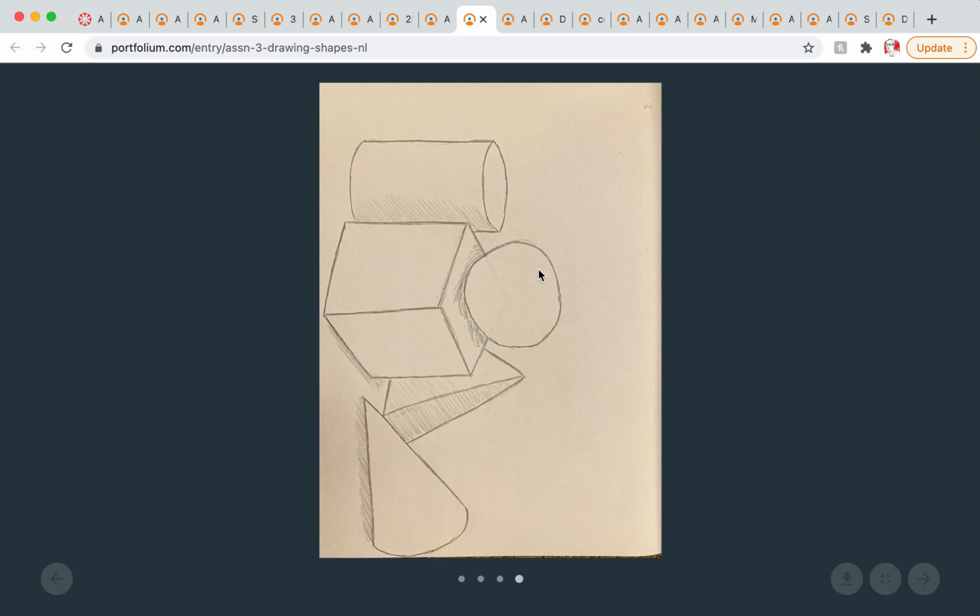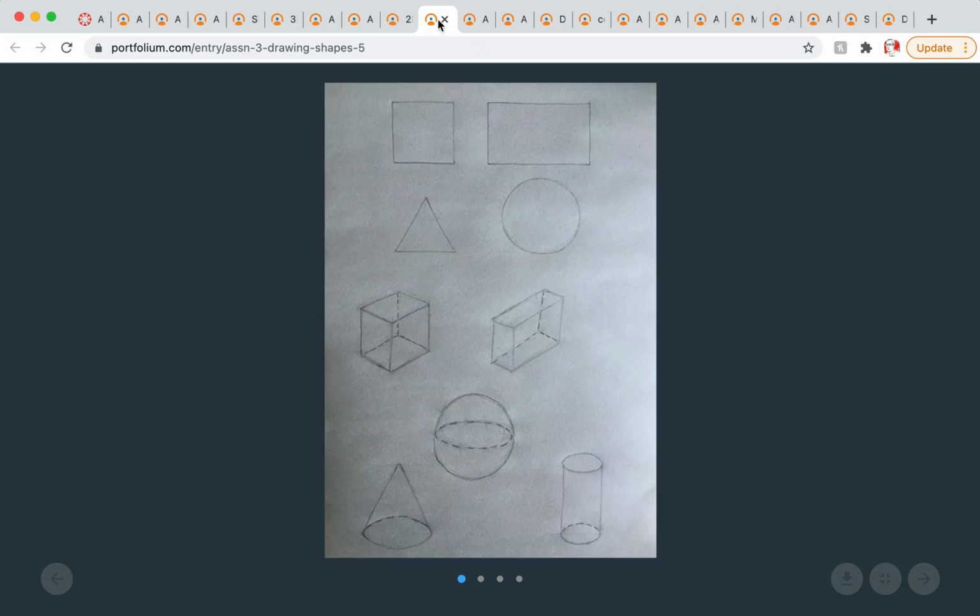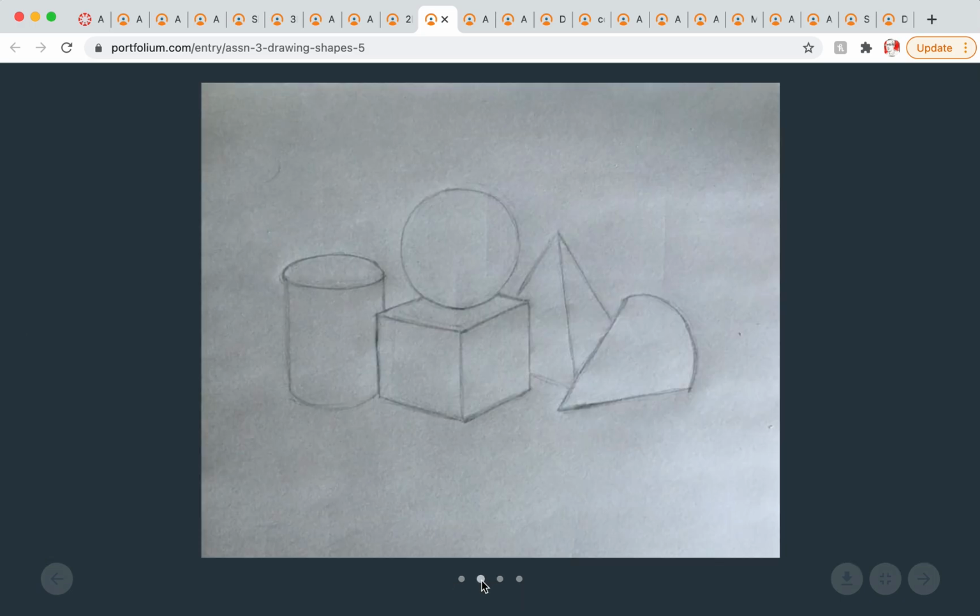I think this one actually looks pretty good. I would work on, spend a little more time on the circle, even if you have to draw one on a piece of paper and then copy it or something. Yeah, that looks good. 2-dimensional, 3-dimensional shapes, great. Okay, all right.